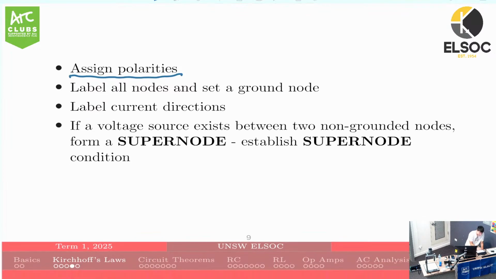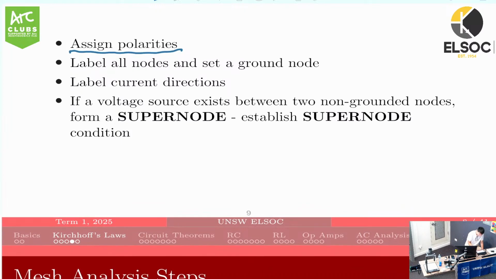And we should label all current directions. So in junctions, we should label the currents going into the junction and the currents going out. And if there's a voltage source between two non-ground nodes, we form a supernode. And we have to establish the supernode conditions, which we'll get to later.